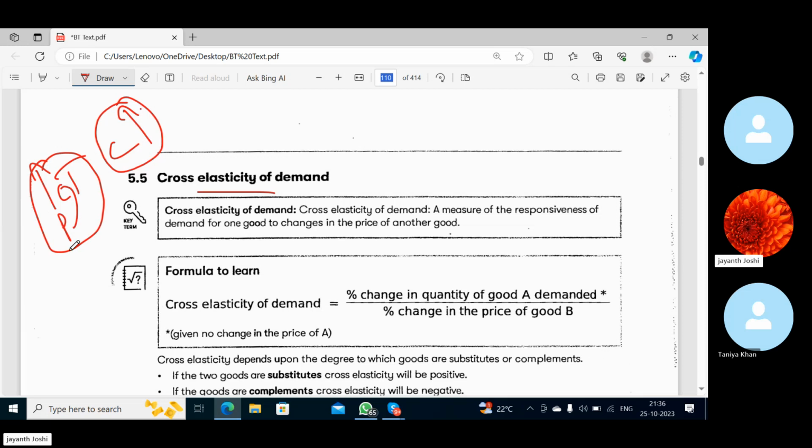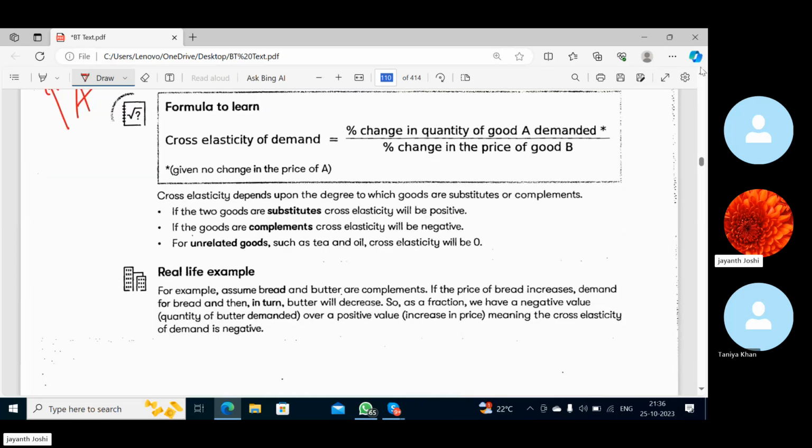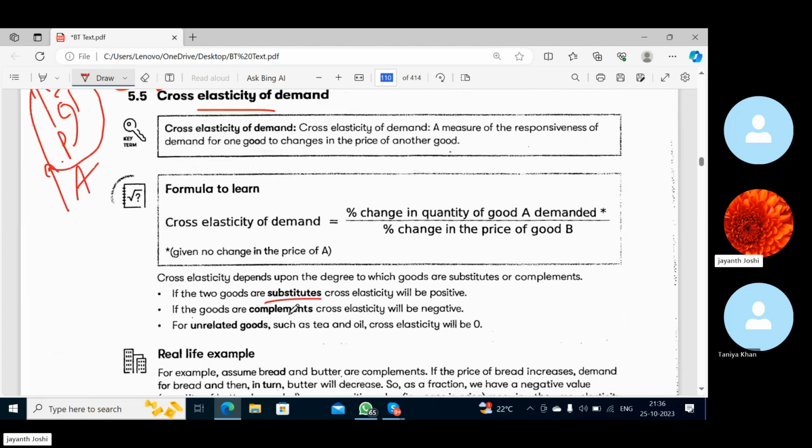You can take goods A and B. The increase in the price of A leads to an increase in the demand for B. That is only possible with substitutes and complements. For unrelated goods, it is zero. There is no responsiveness. Tea and oil have no relationship, right? So it is the percentage change in quantity demanded of good A with respect to the percentage change in price of good B.